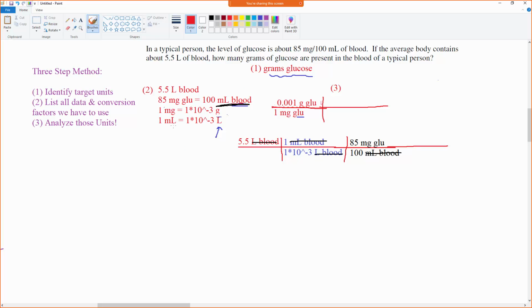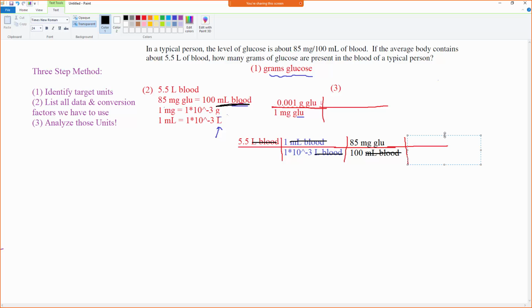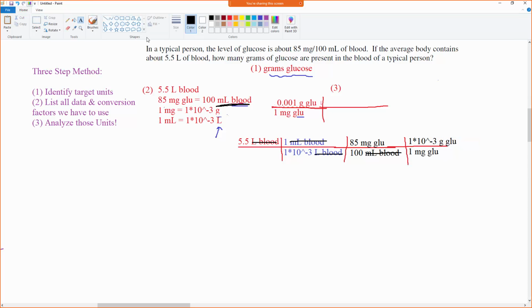Milligrams to grams. So again, this is a universal conversion. 1 milligram of anything is 1 times 10 to the negative third grams of that thing. And what do I want? I want the milligrams of glucose on the bottom so that they'll cancel, right? So I'm going to say 1 times 10 raised to the negative third grams of glucose in every 1 milligram of glucose. And then my milligrams of glucose cancel, and I'm left with grams of glucose.